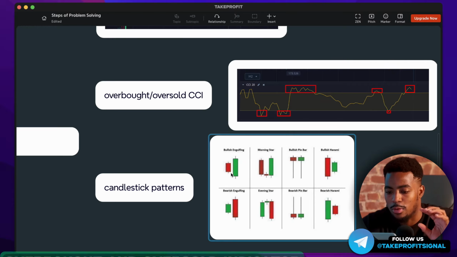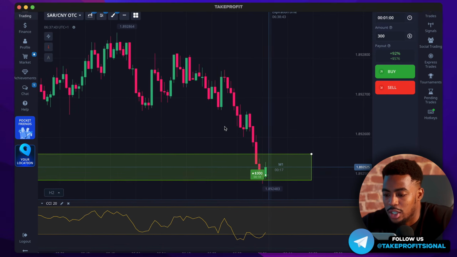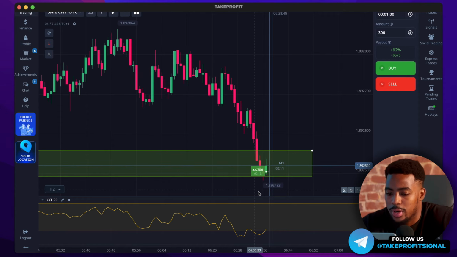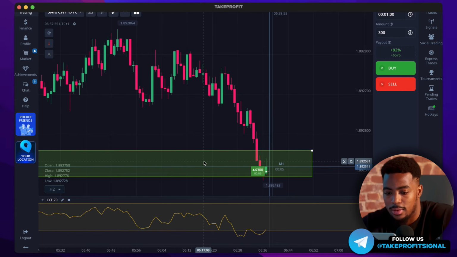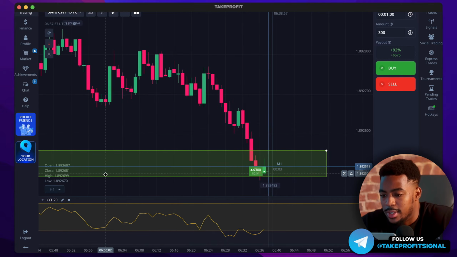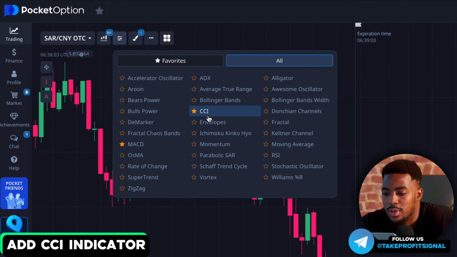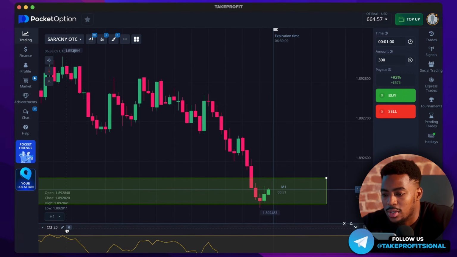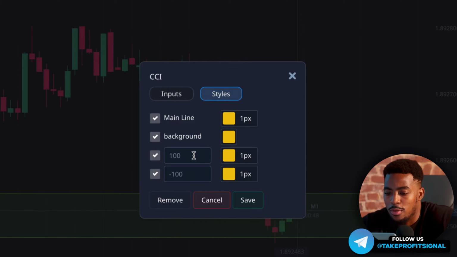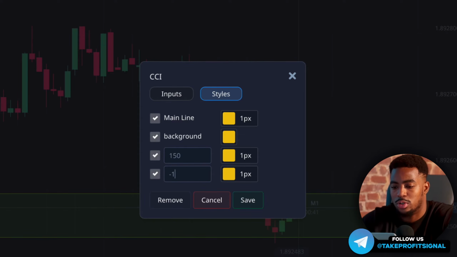It is a classic indicator of overbought and oversold conditions, which reacts much faster to various changes on the chart compared to the RSI. Although I also frequently use the RSI, I apply it in slightly different situations. Let's add the CCI indicator. This is easily done in the panel on the Pocket Option platform. We click on this indicator, expand it, and set it up. We leave the period unchanged, but we adjust the style. We change the upper boundary of overbought conditions to 150 and the lower boundary to minus 150.